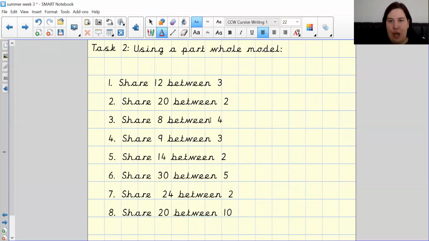Now it is your turn at home to solve the following. So I would like you to use your part whole models and all your objects at home to share these amounts between these groups.